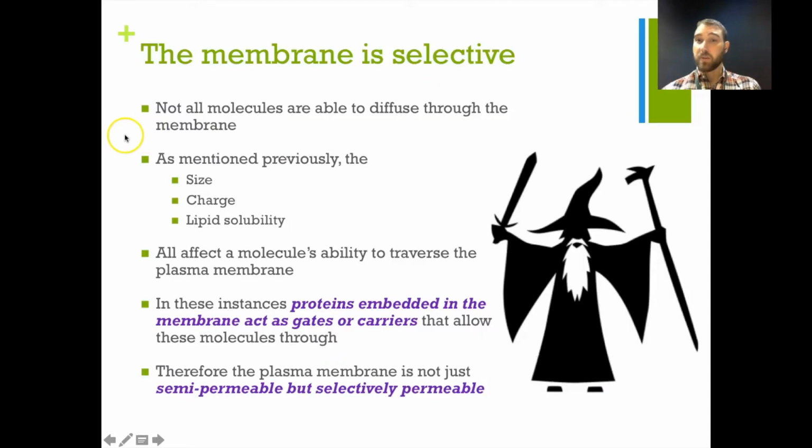So repeating a key point from before, not all molecules are able to diffuse through the membrane equally. There's charge, there's size, and there's solubility as well that affects this. To help substances move, we can embed proteins in the membrane that allow some substances to come through faster than they normally would. So they might act as gates or carriers to allow substances to come through the cell membrane that normally wouldn't be able to. So this is why the membrane isn't just semi-permeable, which means it allows some stuff through, but it's also selectively permeable because it can allow certain substances in and out, depending on what the substance is, so it can select what comes in and out of the cell.